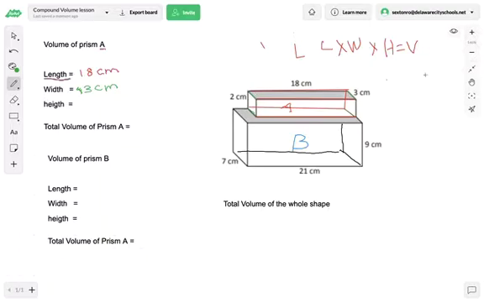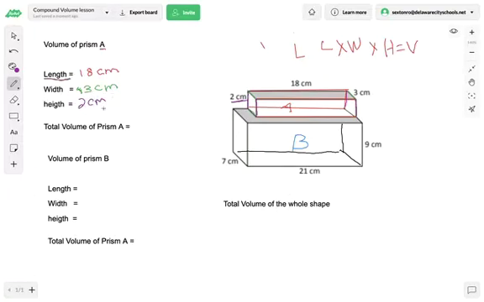Now my height, that's just how tall it is. Again, any of those lines that are part of prism A and are parallel to each other, let's go with purple. So that means that this line, this line, this line, and this line all have to be the same height. So you can look and see if any of those lines have a measurement, and we do right there. So that means it is 2 centimeters high. My height is 2 centimeters.